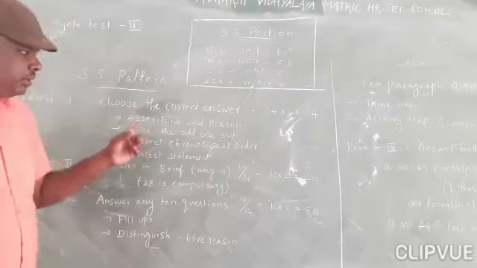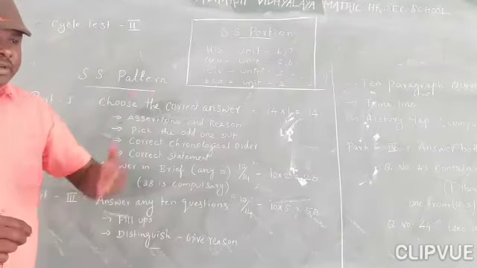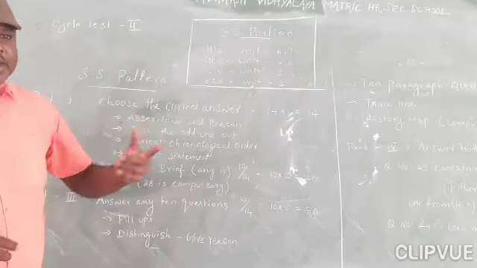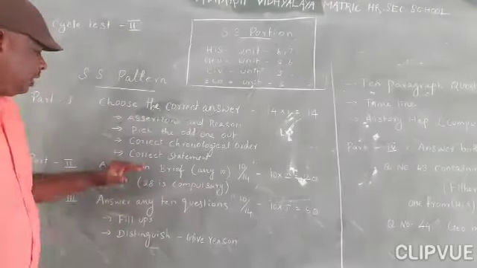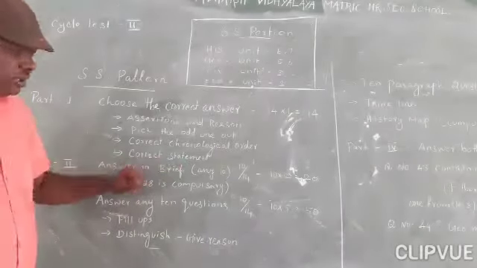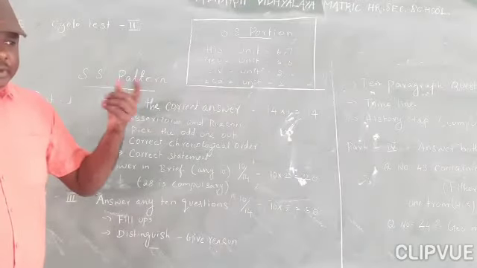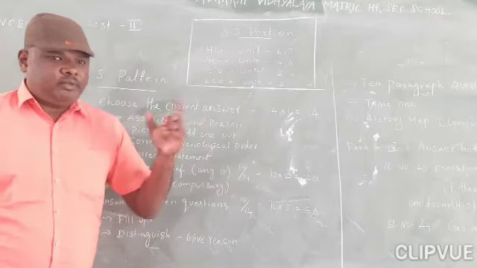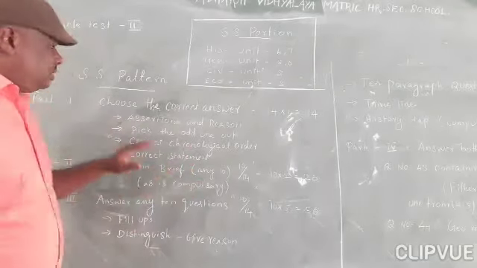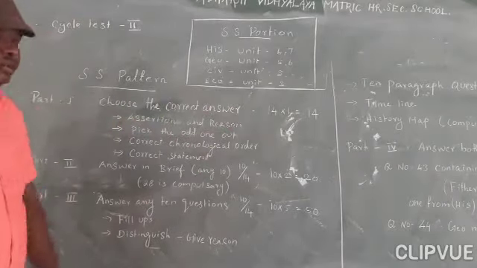So for this also you need to concentrate, and correct chronological order. They give some events or years, and you need to arrange them in chronological order, and correct statement. This also you need to think and answer, because the statements can be confusing. So properly read the question and answer. So this totally contains 14 marks. It comes under the first part.